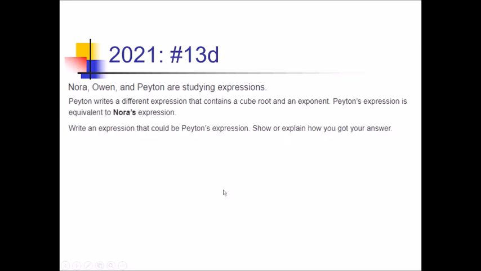For this part of the problem, we want to write an expression that could be Peyton's expression, based on the fact that Peyton is writing an expression that has a cube root and an exponent, and it's equivalent to Nora's expression. All right, so unpacking all of this. What was Nora's expression again? Well, whatever it was, it came out to 3. So we need to write an expression that has a cube root and an exponent and comes out to 3.